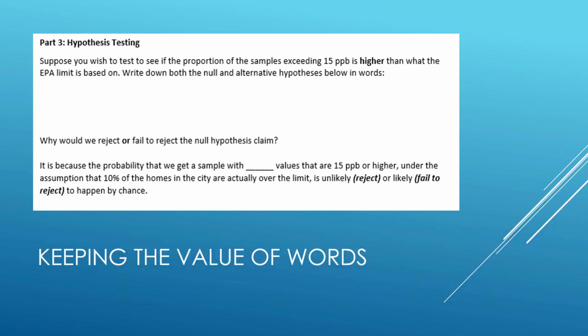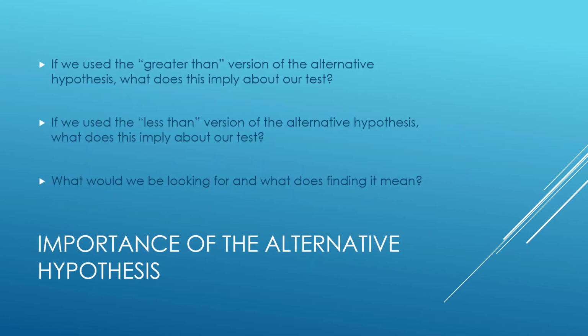We're looking for evidence that's going to allow us to either reject if it's unlikely to happen by chance, or we could fail to reject, which means it is actually likely that this type of sample occurred by chance. But this is an opportunity to take something else into the classroom.